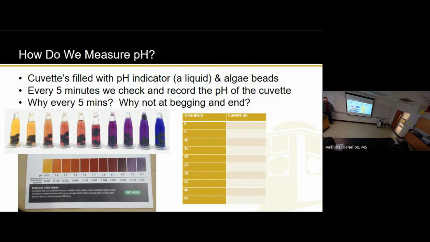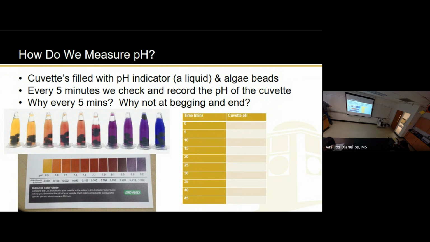Maybe there's just a limit to how high the pH can go, as there should be, right? Because remember what we've learned about enzymes. Enzymes are very sensitive to their pH. So there might be a point where the pH gets so high that the enzymes doing the photosynthesis or the respiration stop working.